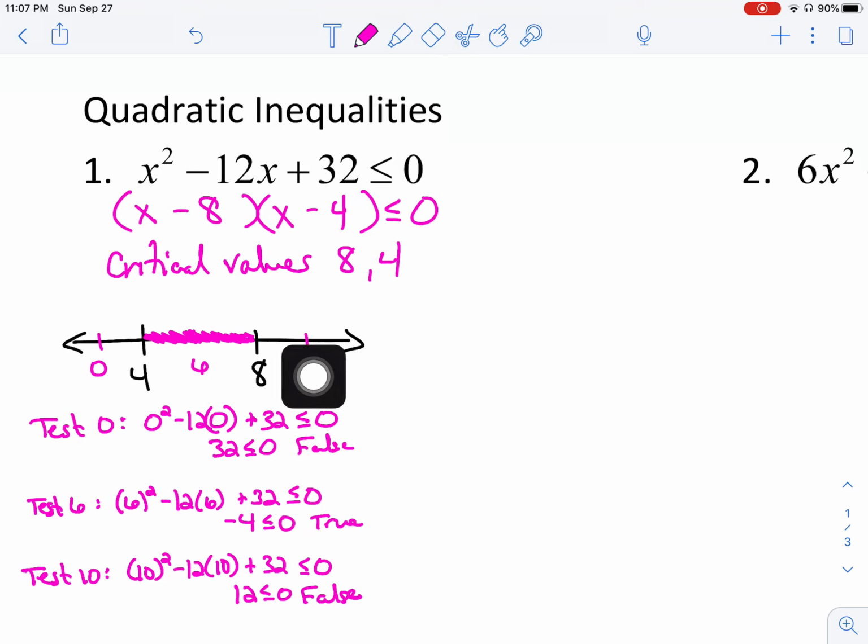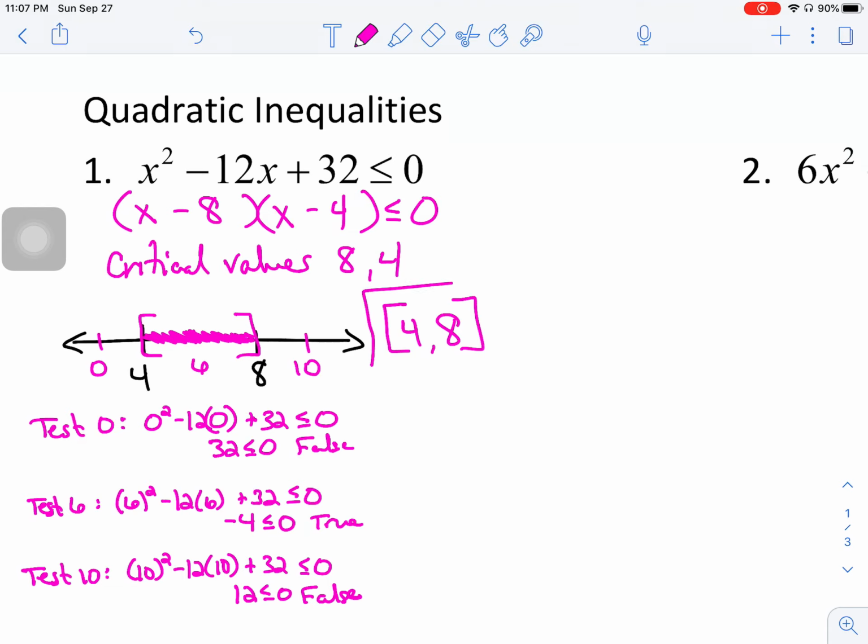The only thing you have left to do is on the actual critical values, 4 and 8, do you use parentheses or do you use brackets? So in this inequality, we had an equal to section, so that tells me I'm going to use brackets on both ends. So the actual interval that works is all of the values from 4 till 8. That's your answer.